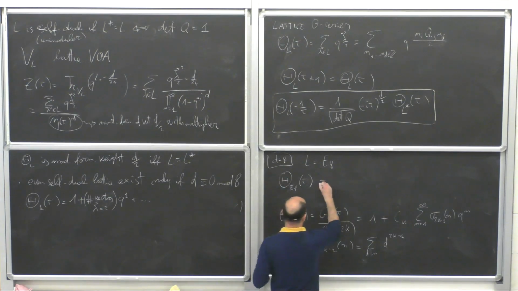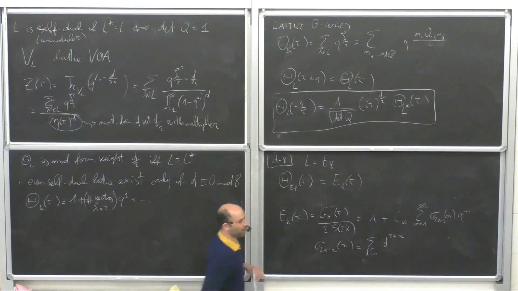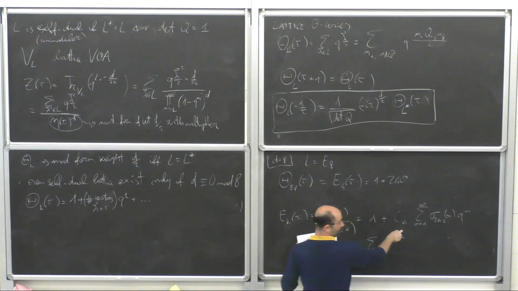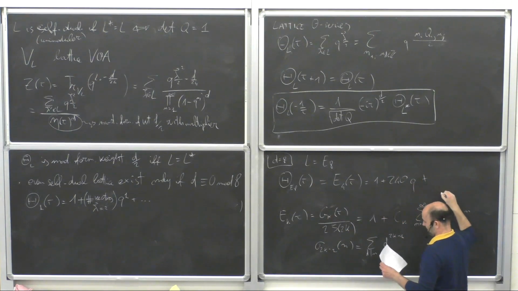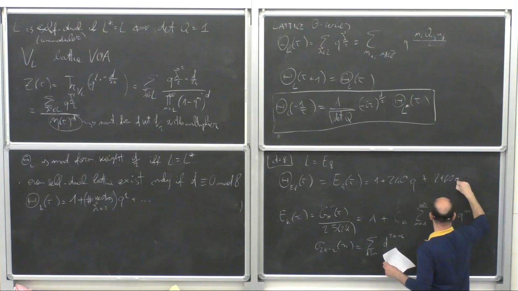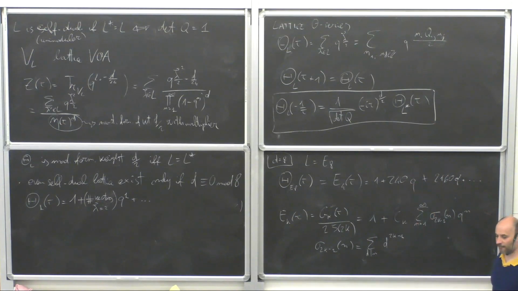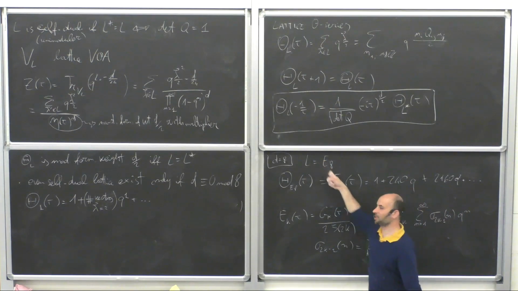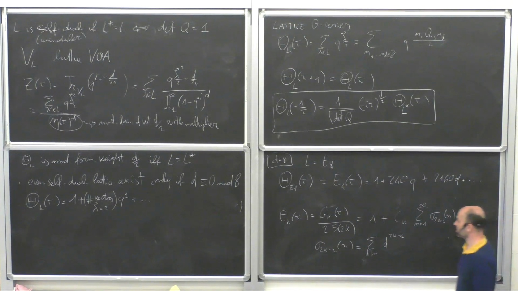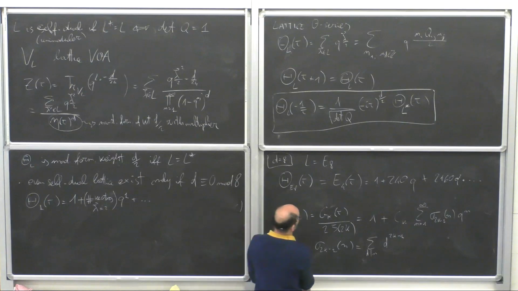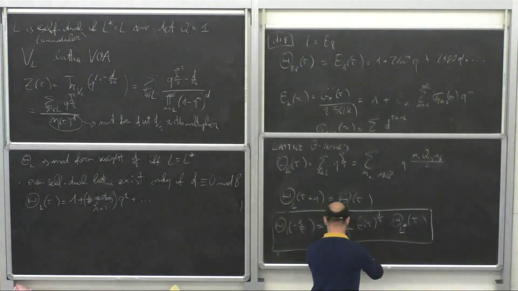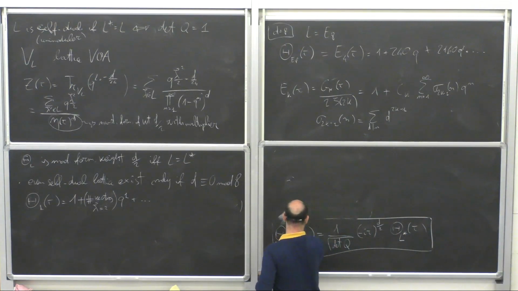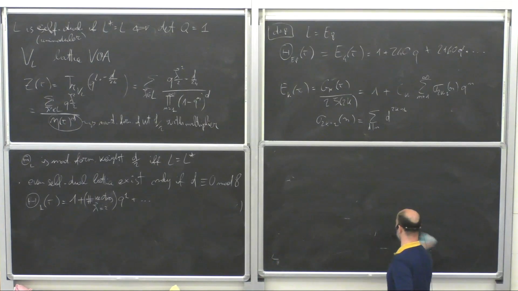So this theta of E8 is E4 of tau, and this is 1 plus 240 q plus whatever q squared plus and so on. If you know the Eisenstein series, then you know how many vectors there are in this lattice of any given length. So this is the theta series, and the partition function of the lattice VOA is this divided by eta to the 8 in this case, because we have dimension 8.